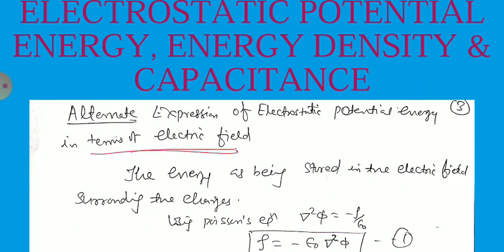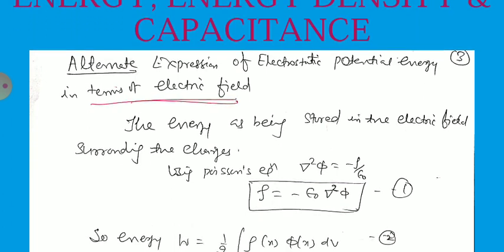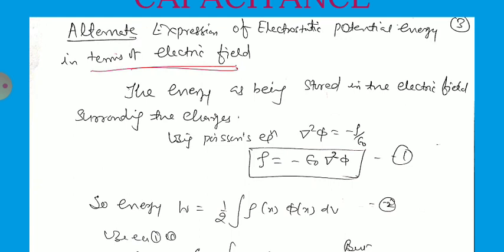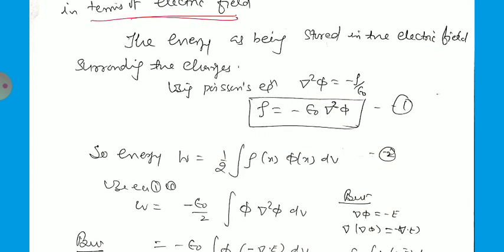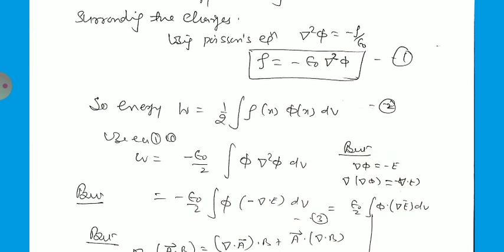The alternate expression for the electrostatic potential energy is in terms of the electric field. The energy is stored in the electric field surrounding the charges. By the Poisson equation, del square phi equals minus rho by epsilon naught, so the volume charge density rho equals minus epsilon naught del square phi. The net energy of the system is 1 by 2 integral of rho phi dV. In place of rho we substitute in terms of del square phi. So W equals minus 1 by 2 epsilon naught integral of phi del square phi dV. Here we write del of phi times del phi equal to minus del dot E.